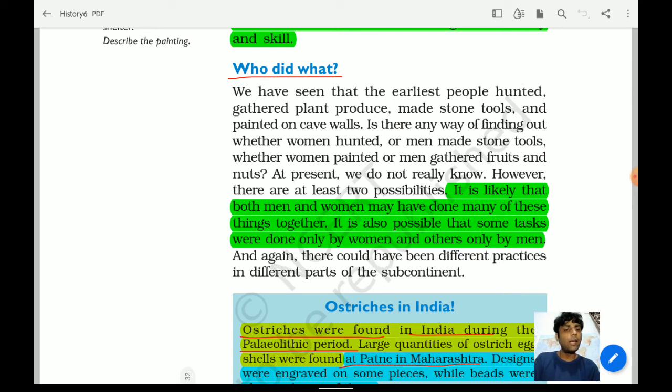So it is just a pure guess that they must have differentiated work, that hunting must have been done by the men, and other things like cooking food, taking care of children and elderly people must have been done by the women. So it is just a pure guess. We cannot say surely what was happening in that period.